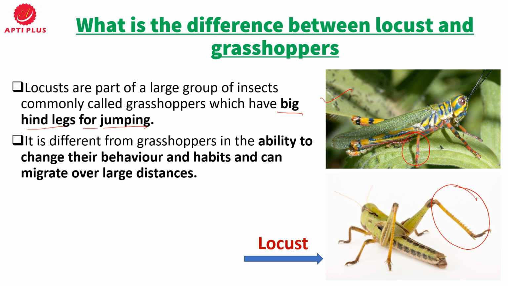Talking about the other differences, the locust has the ability to change its behavior and habits and can migrate over long distances. So locusts can definitely travel a longer distance compared to the grasshopper. I'll tell you how far they travel.